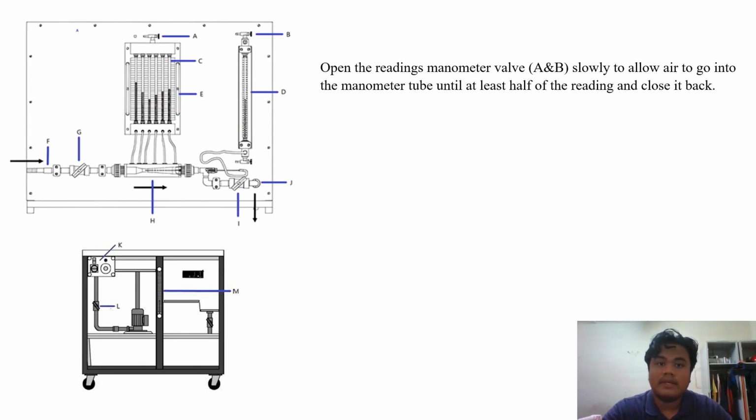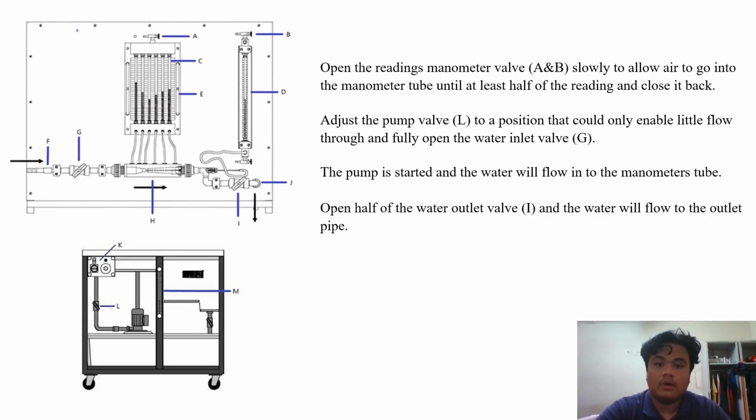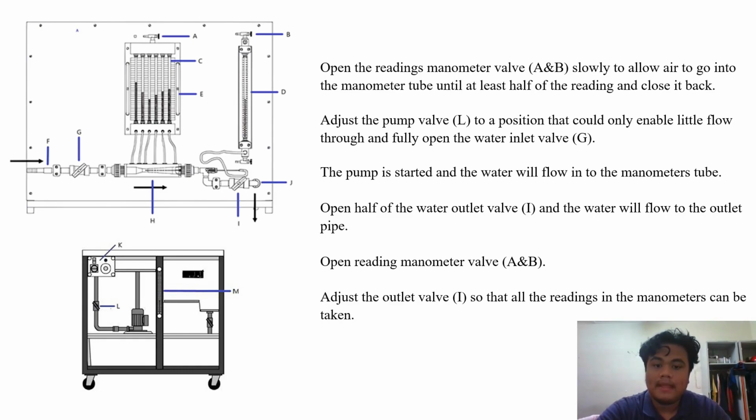Next, open the reading manometer valve slowly to allow the air to go back into the manometer tube until at least half of the reading, and close it back. Adjust the pump valve to a position that only enables little flow through and fully open the water inlet valve. Next, the pump is started and the water will flow through the manometer tube. Open half of the water outlet valve and the water will flow to the outlet pipe. Open the manometer valves, which are A and B. Adjust the outlet valve so that all the readings in the manometer can be taken.